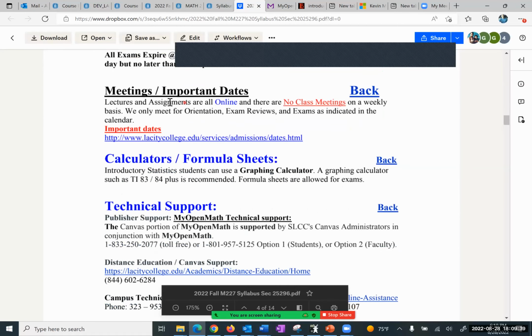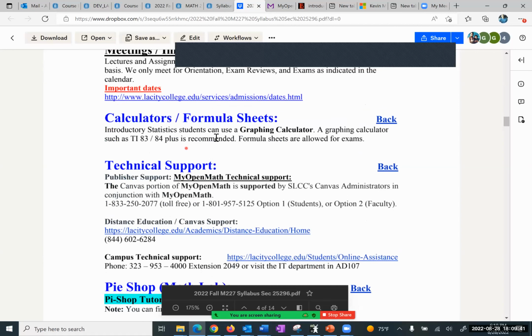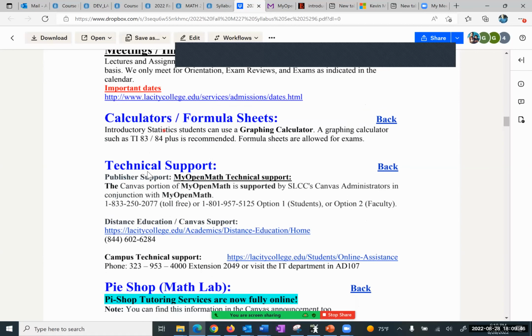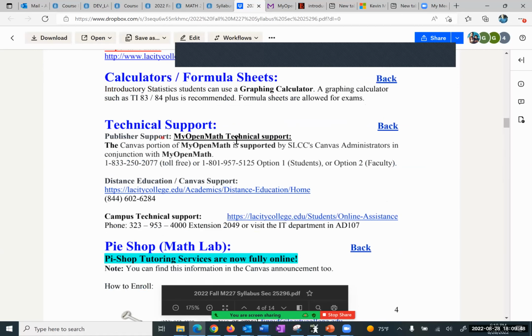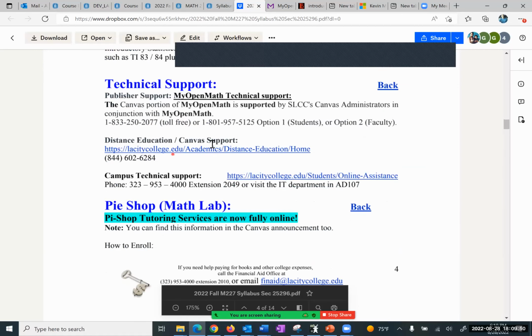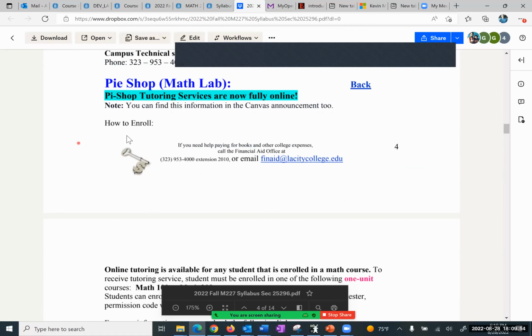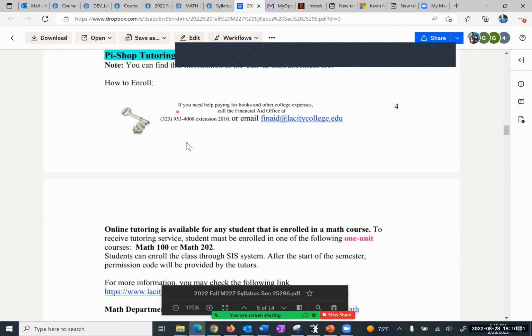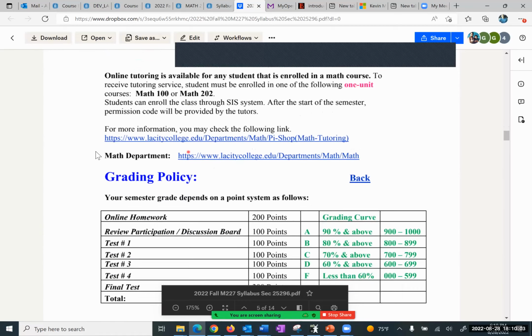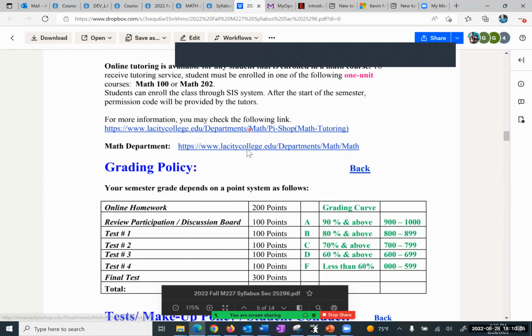Then we have important dates, calculators, formula sheets. You can use both of them for the exam. Tech support for MyOpenMath and Canvas and the campus, all of the above. PyShop is another name for Math Lab, and the tutoring is available, including their website for more information.